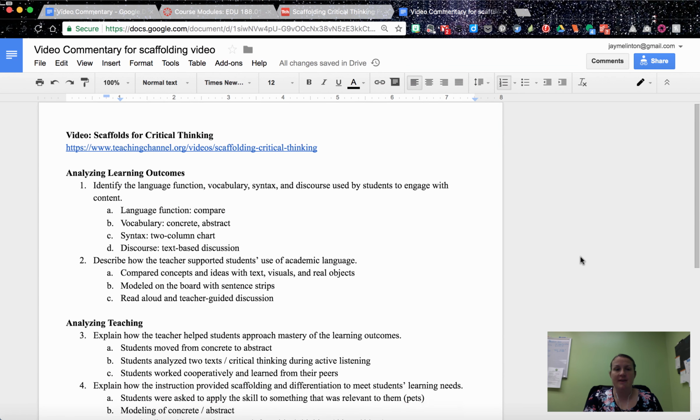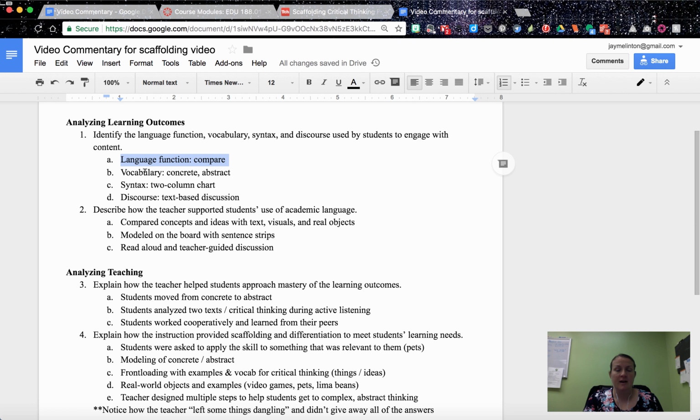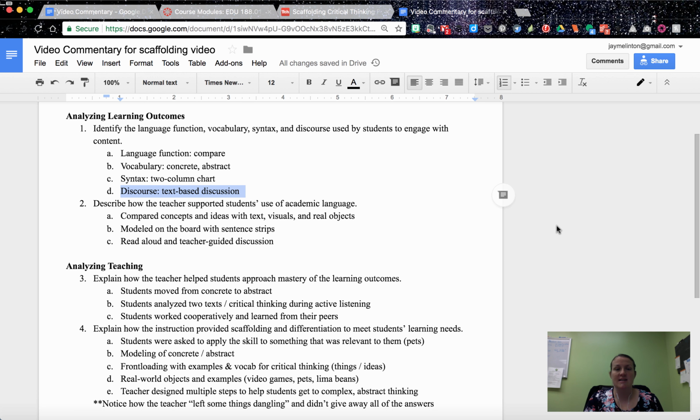All I would need to do for my commentary then is turn this into a couple of paragraphs where I describe the language function, how students were comparing these concrete objects with abstract ideas. I would describe how the students use these vocabulary terms. I would describe how the students were using this syntax of the side-by-side comparison. And I would describe how students were engaged in a discussion around the text, particularly during the read aloud and after the read aloud.